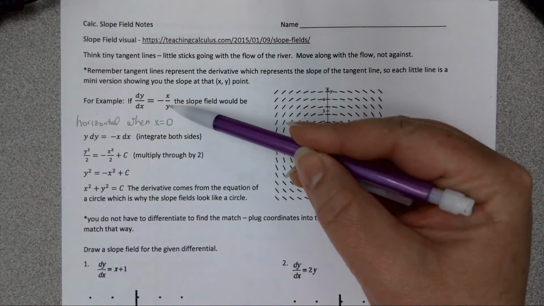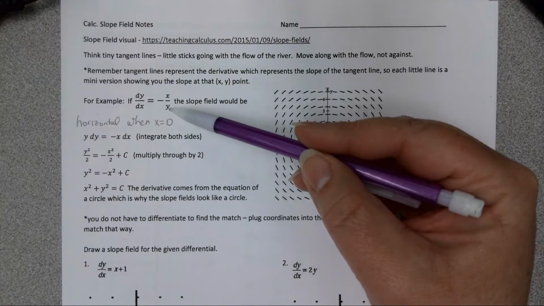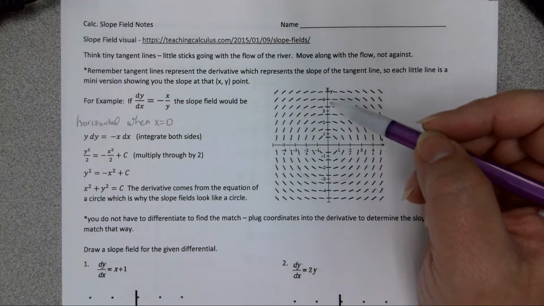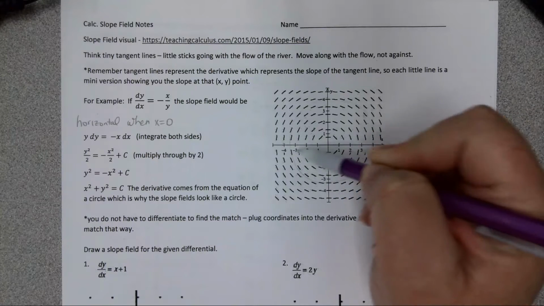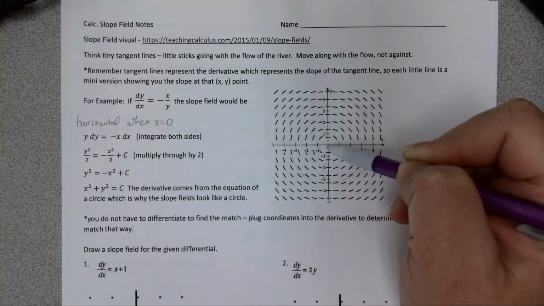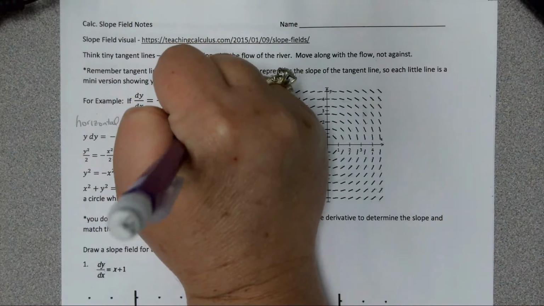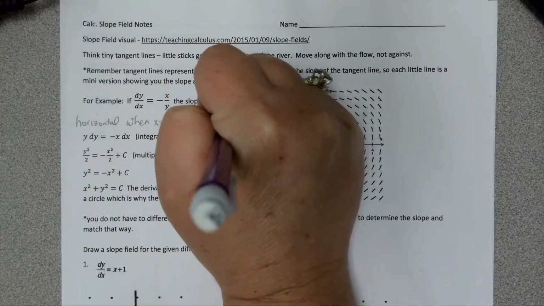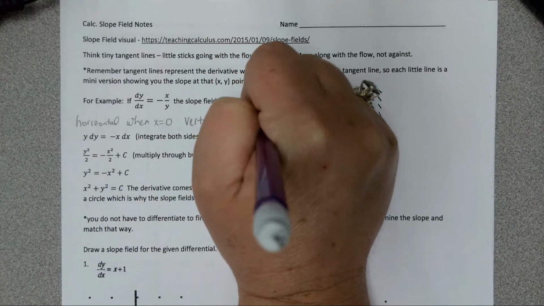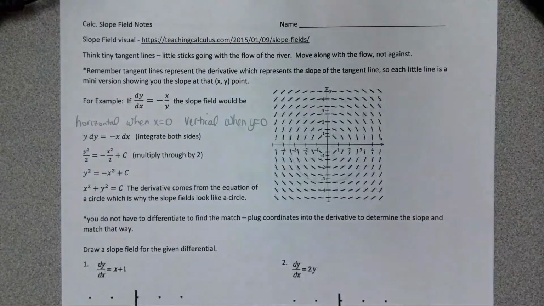When y is equal to 0, you're going to have an undefined slope. So when y is equal to 0, all along here, this should be vertical because you've got a vertical tangent line. So you're going to be vertical. AP really focuses on this. Sometimes you can answer questions just by knowing where vertical and horizontal tangent lines are.